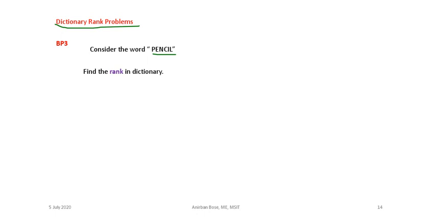So first of all, you write the correct order of the letters or alphabets. So C will come first, then C, E, I, L, N, P. Okay, so this is the correct order of the alphabets.